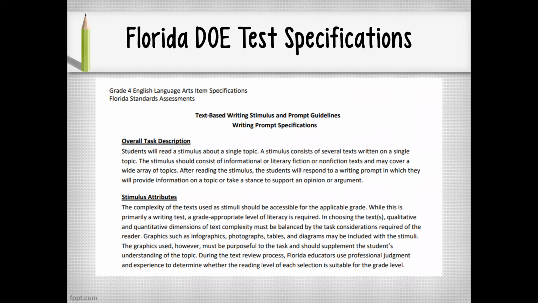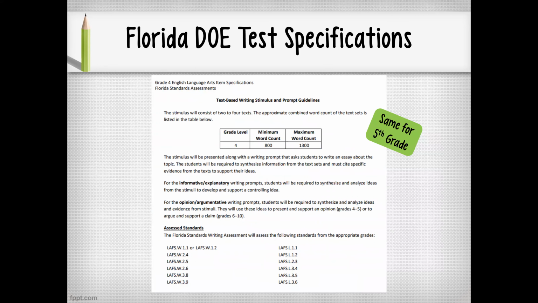Then we have the Florida DOE test specifications. What I really appreciate about this document is that it gives you a really good idea of what the assessment is going to look like. So it talks about the stimulus, which is really just the text set or the passages. It lets you know that the stimulus is going to be 2 to 4 texts or passages on a single topic that students will have to read and then respond to. It gives you a little bit more information about what some of those passages or texts may include, like graphics or pictures. Then it goes on to let you know about the word count.